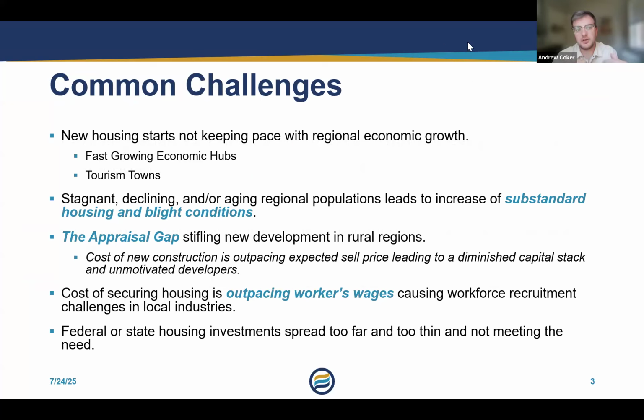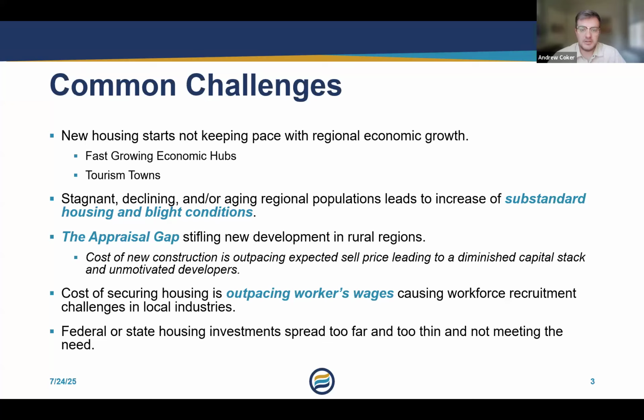In thinking about some of these common challenges, we've run across a lot of them in getting feedback from folks about what's happening in their region. Fast growing economic hubs, the urban centers of states and regions, are really struggling to keep pace with economic, community, and population growth. These are fast growing tech hubs, capital cities, or other urban centers. The same holds for tourism towns, towns heavily reliant on outdoor recreation and tourism. They're having a lot of issues with new housing starts not keeping pace with the rest of the economy and regional growth. What may be more common across NADO membership and across the EDD community of practice is the stagnant, declining, and aging regional populations, particularly in rural areas, where substandard housing and blight conditions lead to a whole host of problems for communities.